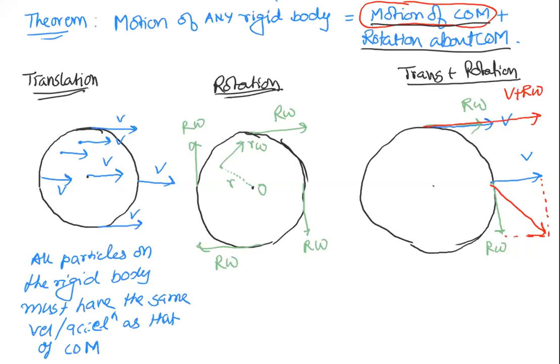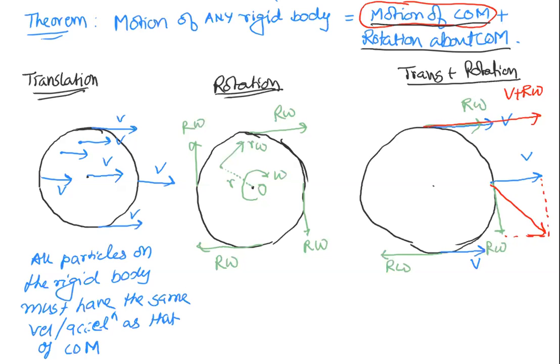The velocity of the bottommost point due to translation is this, and due to rotation is this. Please notice that I have taken a clockwise rotation simply out of convenience. It could have been anti-clockwise as well. In that case, you would have to redraw the arrows that I'm drawing at the moment.